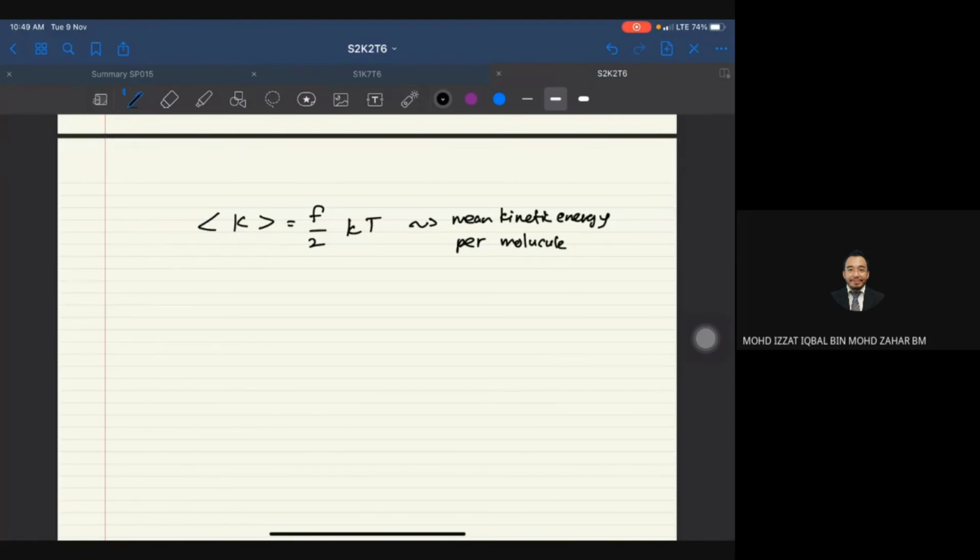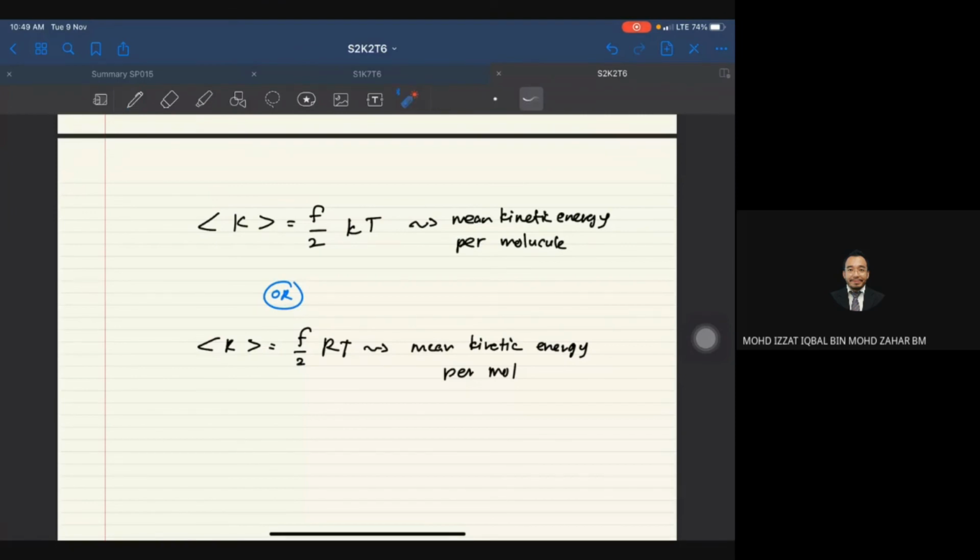Okay, ada lagi satu equation. Yang ni saya tak gambar pakai sebab dia mix things up. Tapi kamu boleh pakai, tak masalah. F/2 RT. Okay, ini adalah mean kinetic energy per mole. Satu mole tu tengoklah berapa banyak molekul dia. So this one is for per mole, and yang atas tu adalah untuk per molekul. Nampak macam similar tapi it's totally different. Okay, jangan salah pakai.